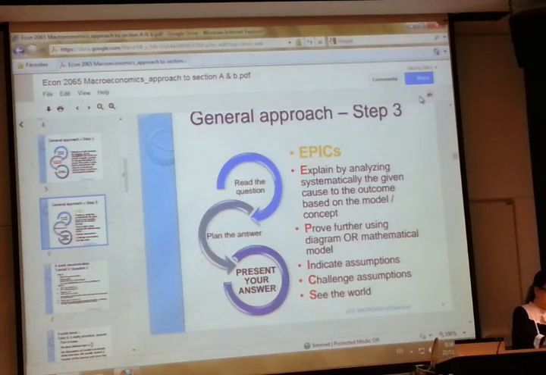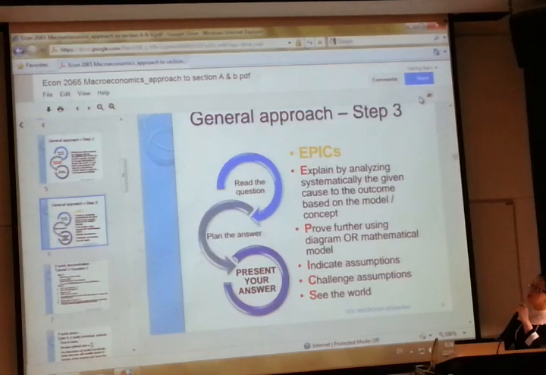Okay, let's begin. In our last session, we finished off tutorial 1, section A. I just want to remind you, when we plan our answers for section A, although it's 5 marks true or false, the objective of the examiner is not just to see the word true or false, but the approach. The general approach that I recommend is to use EPICS. You explain and you prove.